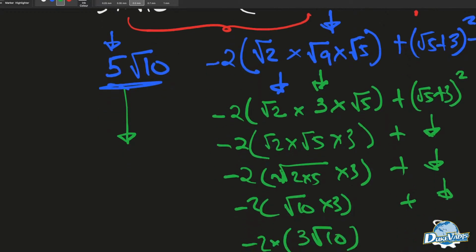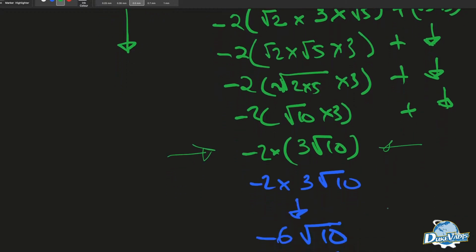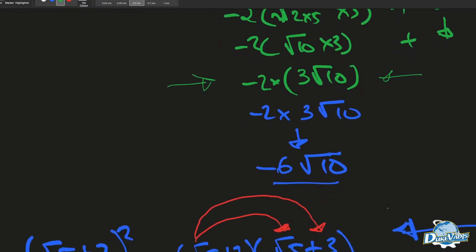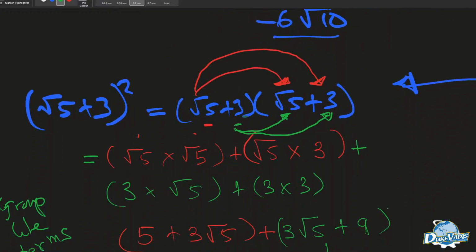So then we go to this point. Once again, we go to this point. We know this one is multiplying. So negative 2 times 3, that gives us negative 6 root 10.